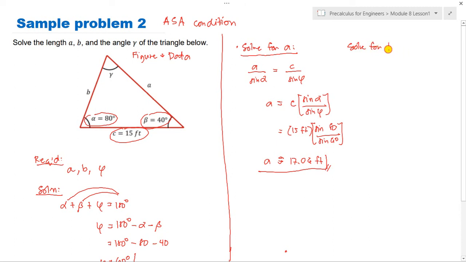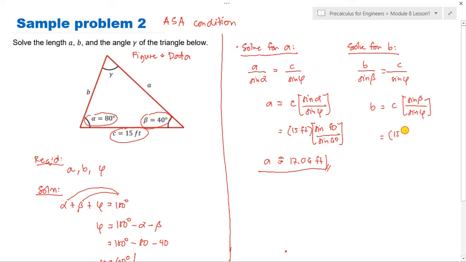Now for side B. So same gyapon, gamit gyapon ta sa law of sines. So that is B all over sine beta is equals to ang imong gi-equate ani is katong naay given. So you can have A since nakuha naman si A, or you can have C. So ako si C lang. So that is C all over sine gamma. Therefore, ang B ani is equals to C multiplied by sine beta all over sine gamma.